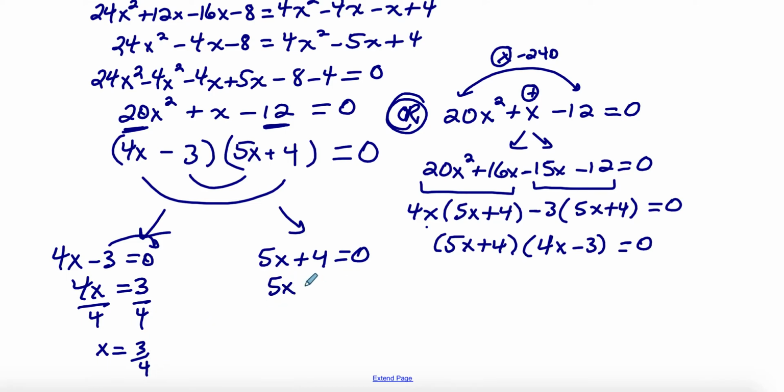The other one, you could probably do this in less steps, but I would move my 4 to the other side, divide both sides by 5, so x equals -4/5. And we found our two x-intercepts. We solved for x.